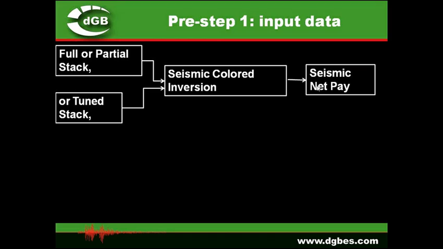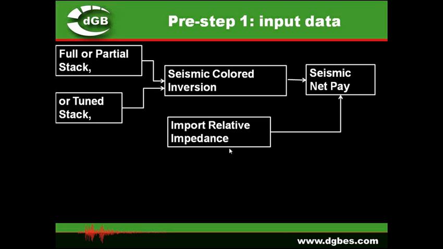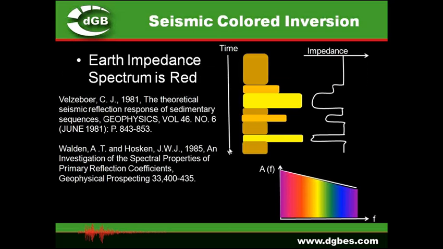If you want to be a little bit more advanced, you can actually create a tune stack that is optimized to see either lithology or fluid saturation, and input that in seismic colored inversion and then in your Seismic Net Pay. Of course, there is no need to do all this in OpendTect. If you have a relative impedance volume available from other sources, you can just import it in OpendTect and feed that directly to the Seismic Net Pay module.